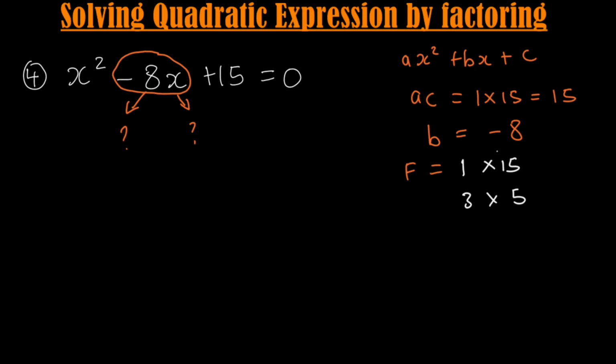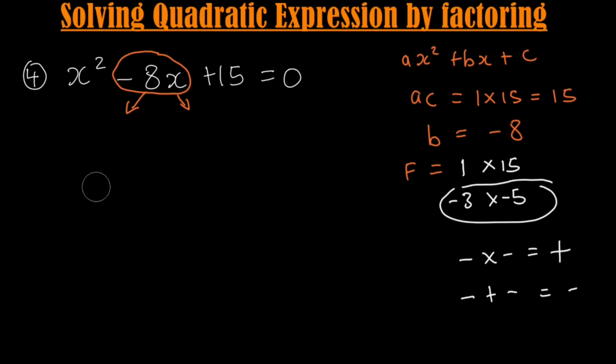So now we need to check. Does 1 plus 15 give us negative 8? No, it doesn't. And does 3 and 5 give us negative 8 when we add them? No, it doesn't. But if we make both of these factors negative, then a negative times a negative will give us a positive. We'll get the positive 15. And when we add them, adding a negative plus a negative, we'll get a bigger negative. We'll get the negative 8. Therefore, we can conclude that the 2 factors that we're looking for are negative 3 and negative 5.